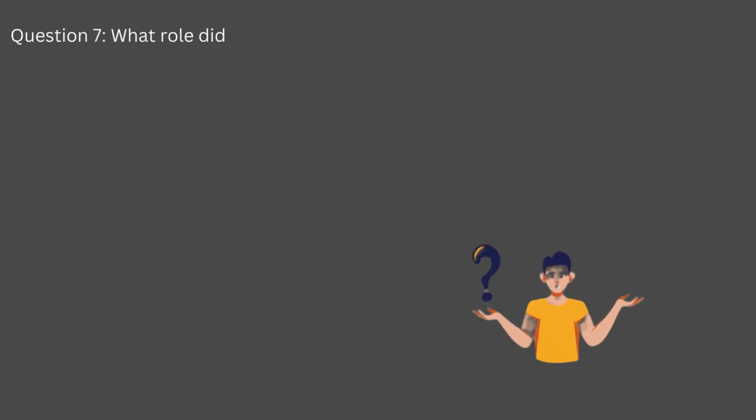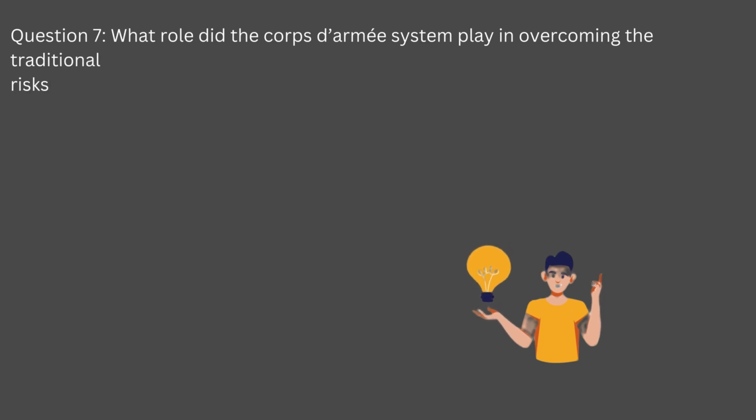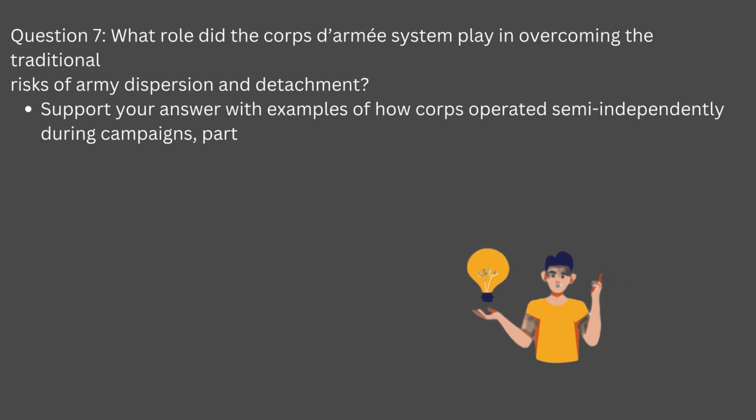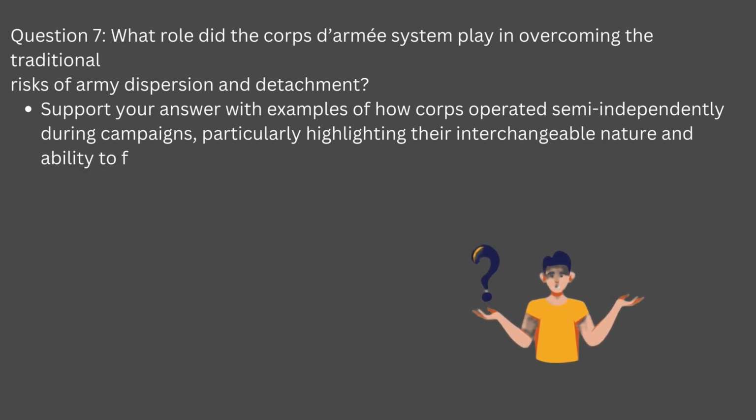Moving next, ready to roll into question 7? Question 7 states, what role did the Corps d'Armée system play in overcoming the traditional risks of army dispersion and detachment? Support your answer with examples of how corps operated semi-independently during campaigns, particularly highlighting their interchangeable nature and ability to fight in isolation or regroup rapidly.